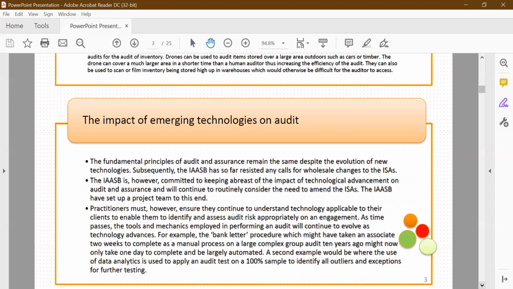and that helps in terms of increasing assurance levels, right? So it's able to assess or analyze 100% of the population, or even a larger sample compared to what is currently being done, and it increases the assurance level. So these are some of the impacts that technology is having on audits.